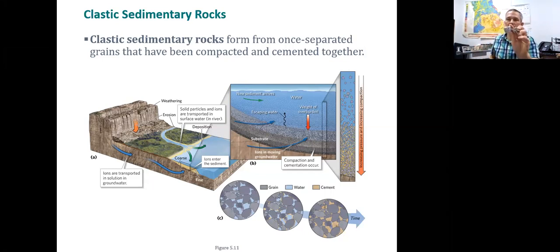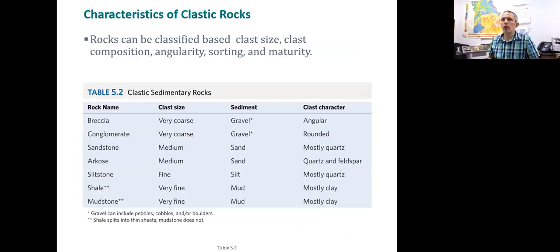So the cement has occurred, and so these classic sedimentary rocks are going to tell us a story, and we can actually differentiate between these two stories. So this first sample is called breccia, and if you look at the chart here, it says that this is gravel that's been cemented together, but the pieces are very, very angular.